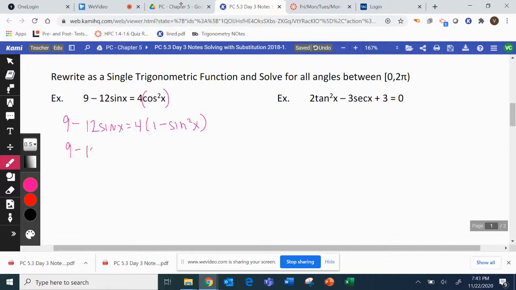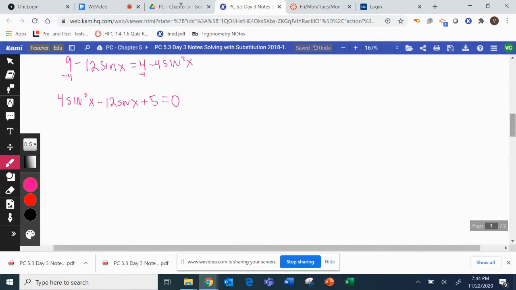I'm going to rewrite this. And since there is a squared and a regular x, I'm going to put it all on one side. I'm going to subtract 4 and add 4 sine squared x, sorry, I'm saying it wrong. And then I'm going to try to factor this.